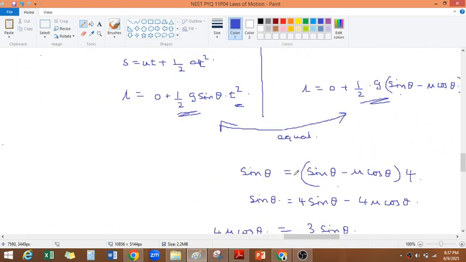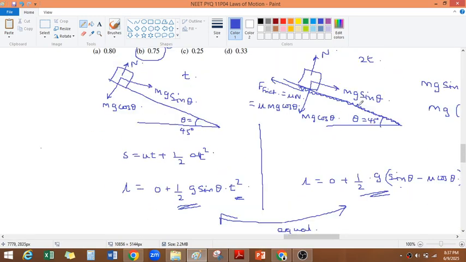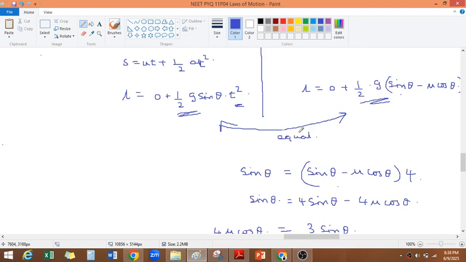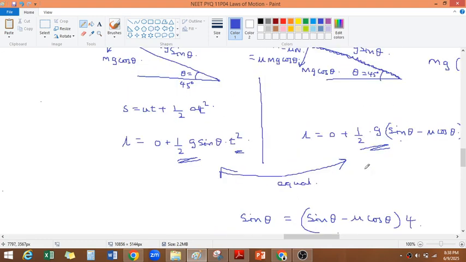See, this is what I was talking about. I think we have done some problem similar to what we did now. mg sin theta, mu mg cos theta, equate this. So mu is equal to tan theta. Okay, tan 45, so 3 by 4. I think we have done something similar here.